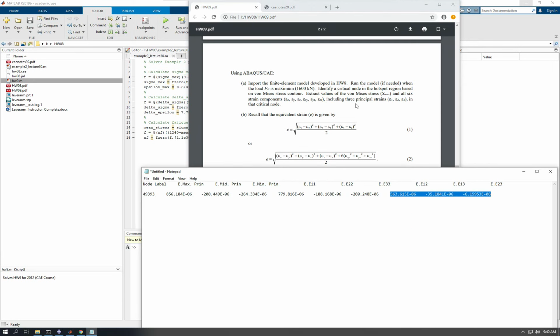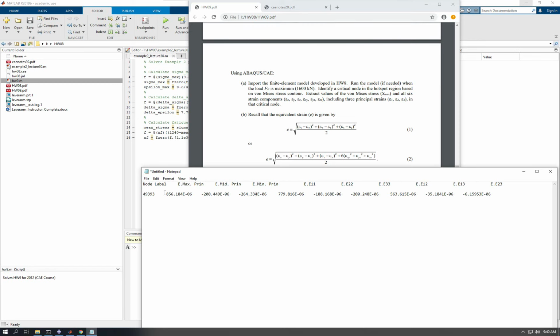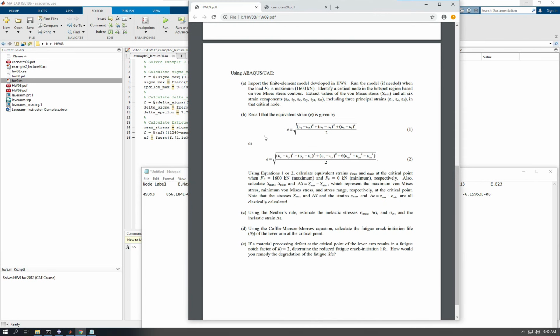These principal strains are this one, and this one. These first 3 are your principal strains, and the rest are X, Y, Z, and the rest. And if you want to check, you can check both of them, but remember these 3 should be divided by 2. Okay, and from here you get your E.